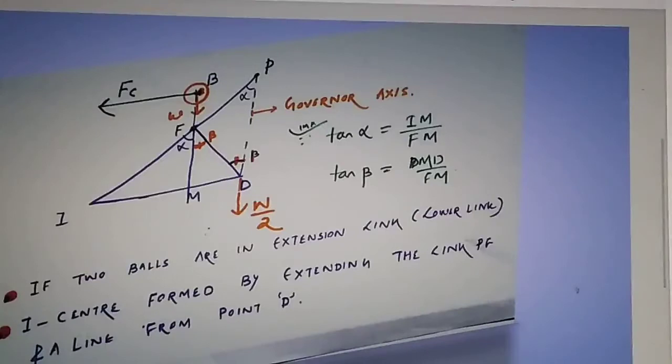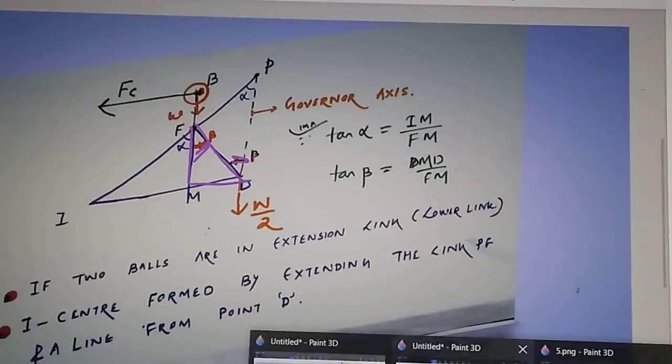This one is the beta angle. So if this is angle beta, this is also angle beta, and if we focus our attention on the triangle FMD, tan beta will be MD divided by FM. So MD is equal to this one and FM is equal to this one. In this way you can find out these angles.